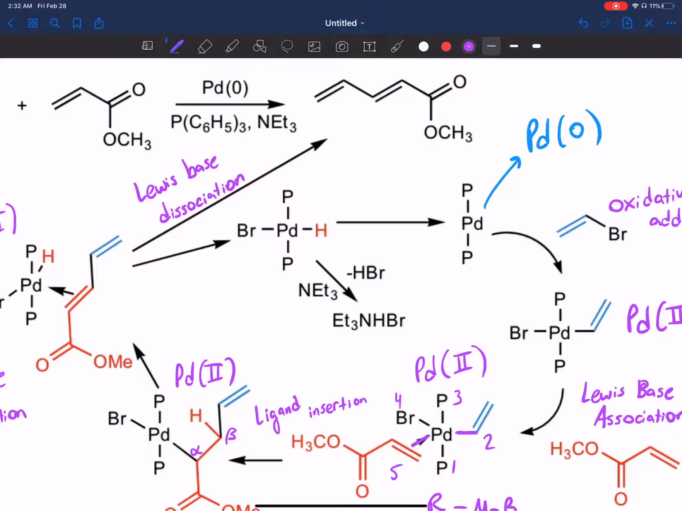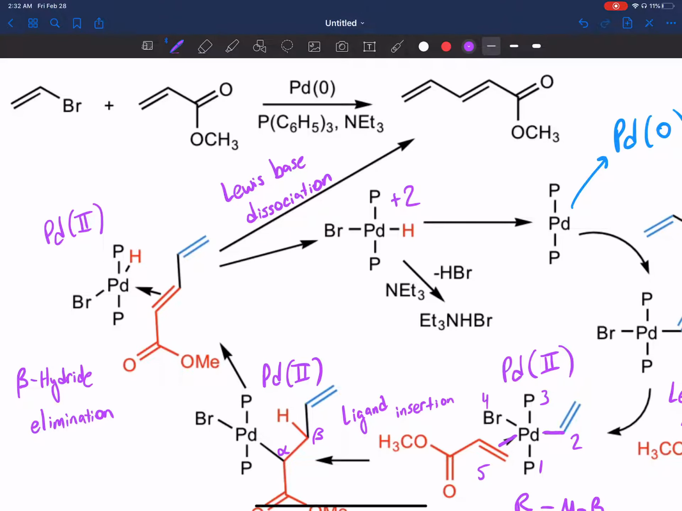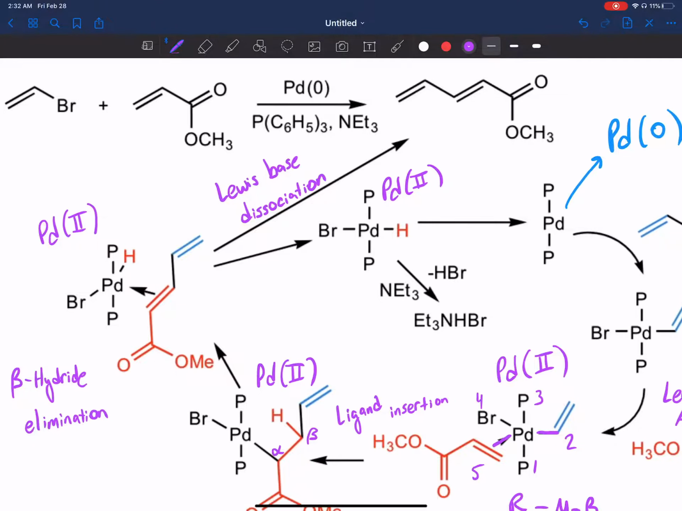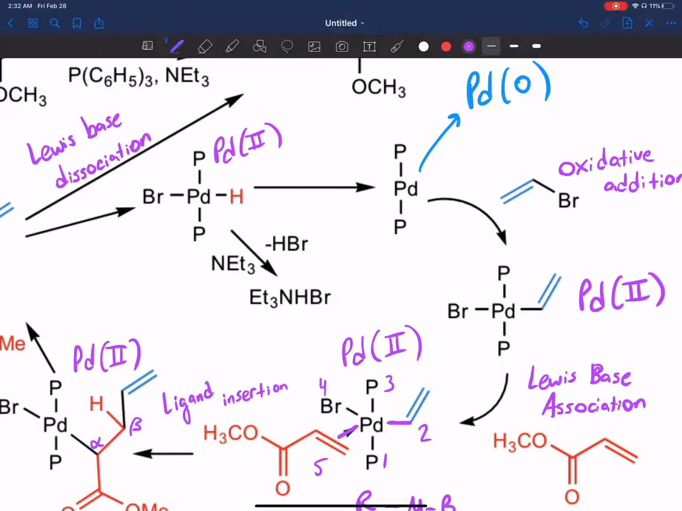And now my palladium in this case, back to here, has a hydrogen -1 and a bromine -1. Total is -2. Therefore, my oxidation state is +2. It makes sense. Let me just write how I've been writing it every time. We know our oxidation states shouldn't change in a Lewis base dissociation. And so that got rid of that.